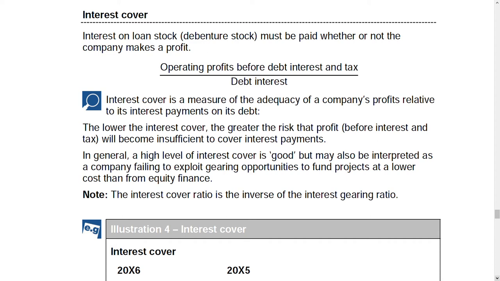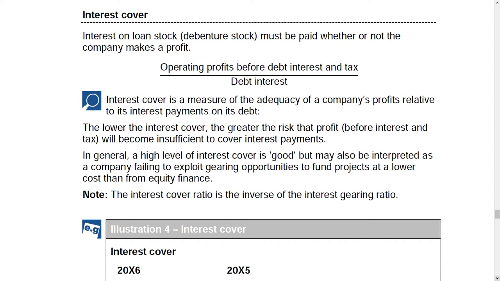Now, interest cover is the measure of the adequacy of the company's profit relative to interest payments on its debt. That means how much of its profit they are able to pay as interest. The higher this ratio, the better. That means you can use that profit to pay your interest. Understood?